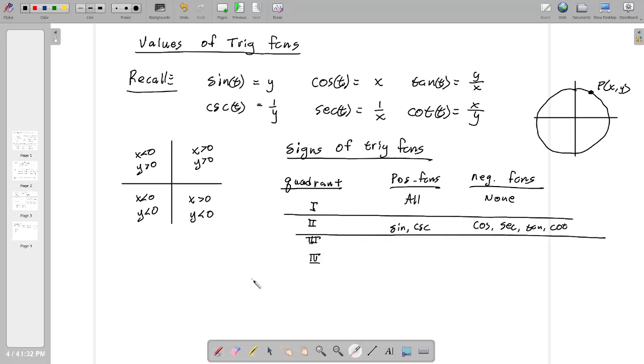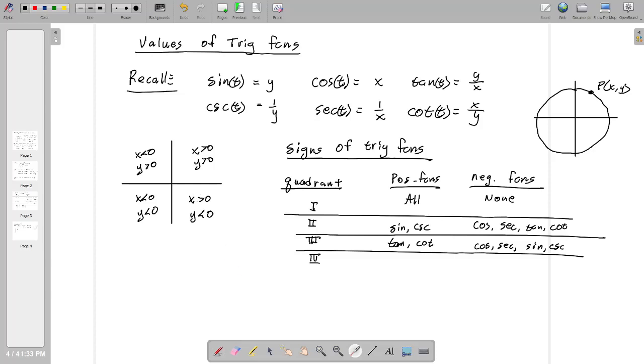In quadrant 3, we have that y and x are both negative. You have to be careful with this one. Tangent and cotangent will both be positive because y is negative and x is negative. So we have a negative divided by a negative, and that negative cancels. So we would have tangent and cotangent as positive trig functions in the third quadrant. All the other ones are negative. So cosine, secant, sine, and cosecant.